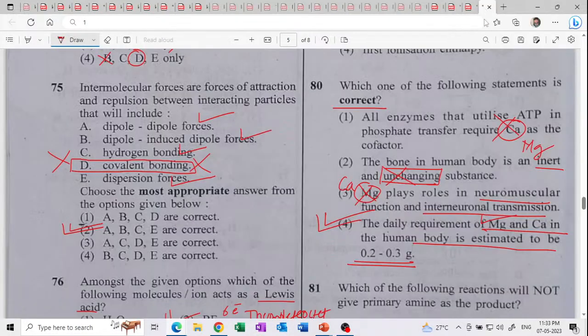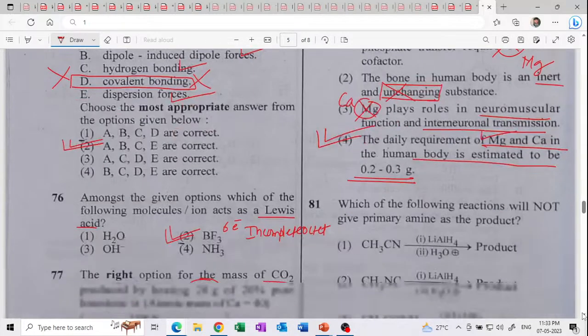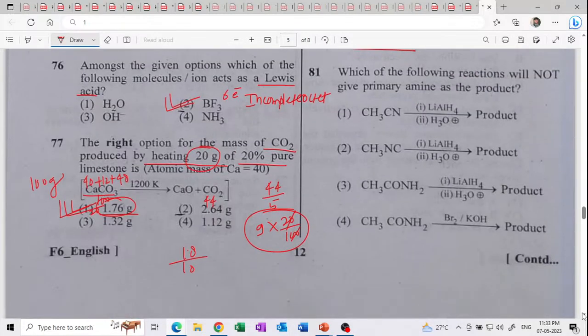Okay, check it, if you have the text, check it. Then which of the following reactions will not give a primary amine? Primary amine: this is lithium aluminum hydride, so this gives CH3CH2NH2. Then this is isocyanide, so this gives NH and CH3. This is a secondary amine, so it will not produce a primary amine.